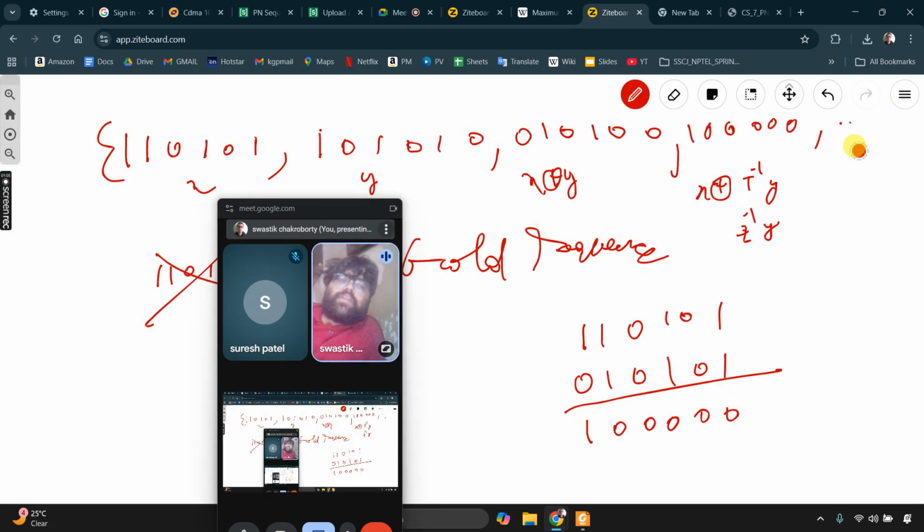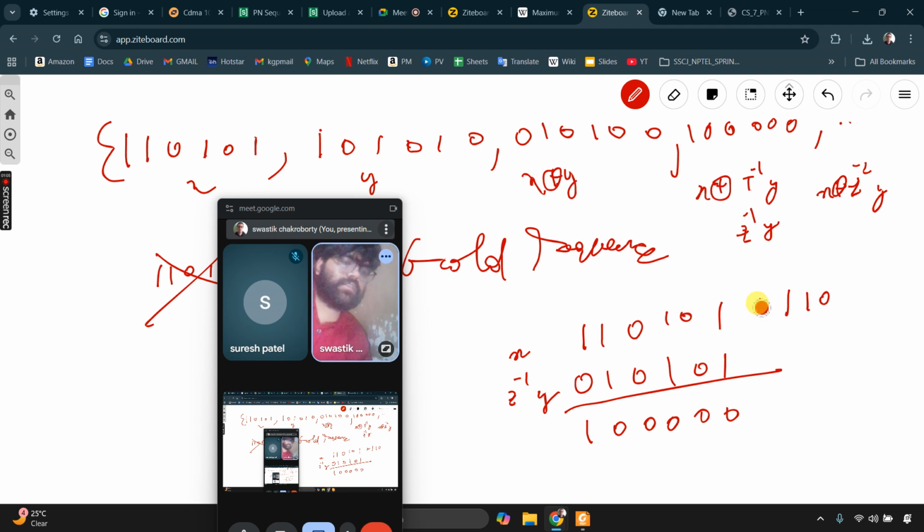Like that you will get another one, x XOR z to the power minus 2 y, that is 2 delayed. Then you have to do 110101, this is x, this is z inverse y, and this is x, this is z to the power minus 2 y. So it is 110101, x is unchanged, 110101, and y you have to shift by 2.